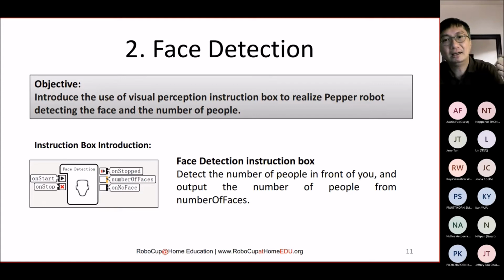And with our face detection algorithm, you also want Pepper to be able to detect multiple faces, not just one. You can have a group of people all facing Pepper, and then you want to know how many people are actually standing in front of Pepper. With that, we can get the number by number of faces. That will tell you the number of faces that appear in front of Pepper. So these two outputs seem to be very useful. Let's look further at how to use this.